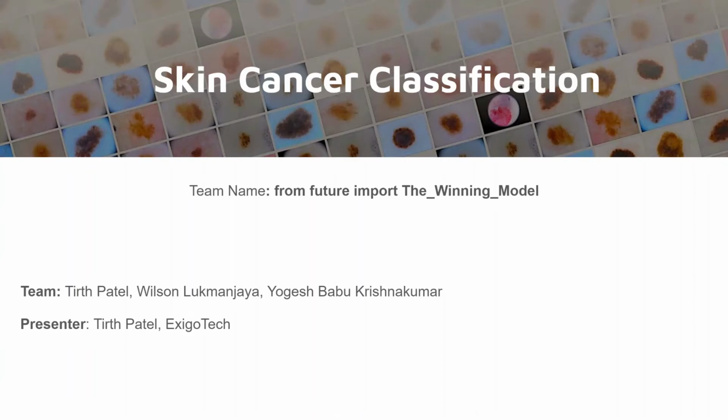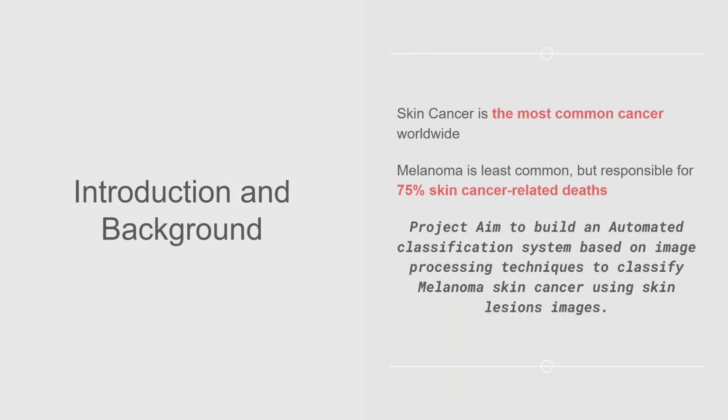Today I will be presenting our deep learning project on skin cancer classification. Skin cancer is the most common type of cancer in the world, and there are several types of skin cancer based on their benign and malignancy level. Although melanoma is known to be the least common type of skin cancer, it is responsible for 75% of deaths. Through the use of deep learning, the project aims to create an accessible and user-friendly solution that has an automated classification system based on image processing techniques.